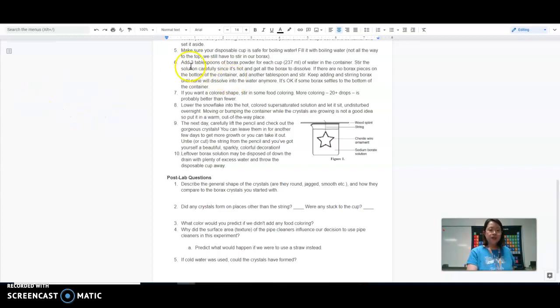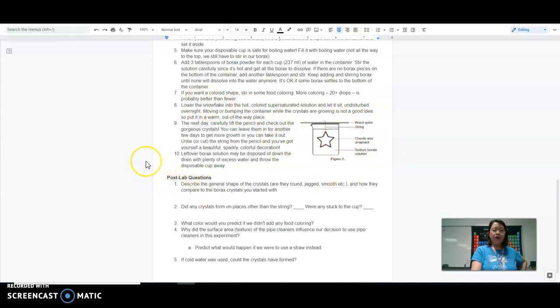So a couple of things to keep in mind. We have the recipe right here in procedure number 6. So if you want to do this at home, you can, along with adding some food coloring so that it looks a little bit more colorful. Let's see, it does say lower the snowflake, but in reality, it's whatever shape you want it to be.